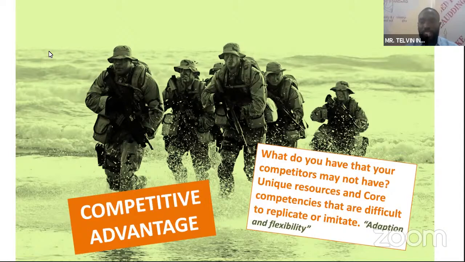And you should note that when you have unique resources and core competence that is difficult to replicate or imitate, it becomes your competitive advantage. And another competitive advantage is adaptation and flexibility. How are you going to adapt to the environment? When the political factor comes in, the economic factor, the social culture factor, the technological factor, the environmental factor, the legal factor, when that comes in, will you be able to adapt? Are you flexible enough to allow your business thrive, to and fro, up and down in every angle? So this is a competitive advantage. Where your competitors are not able to thrive, you are still thriving. So every business will require competitive advantage.